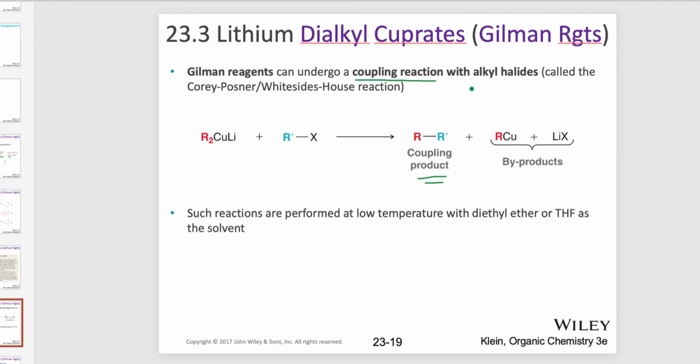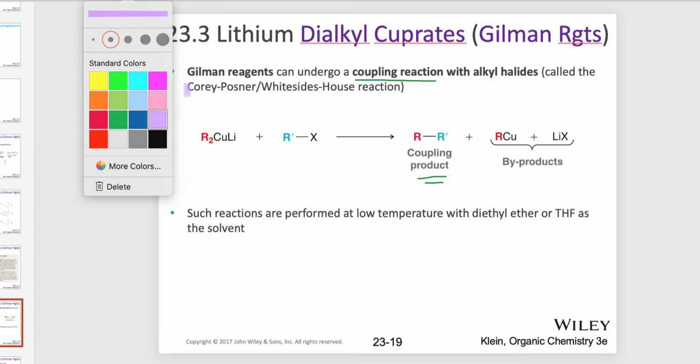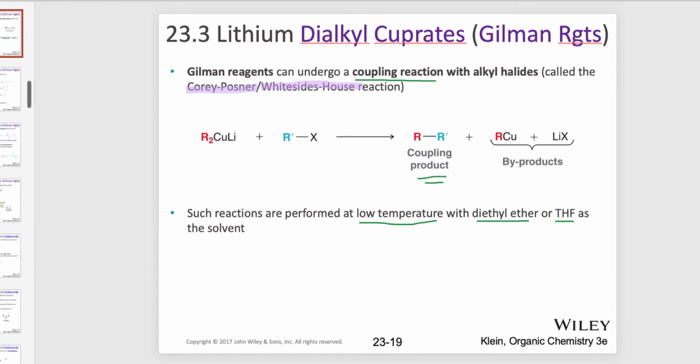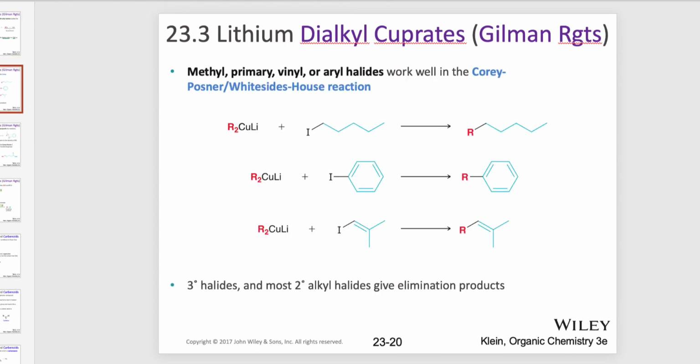Now, because we can do these coupling reactions, there's a named reaction. This is referred to as the Corey-Posner-Whitesides-House reaction. And we also should make a note of the fact that when we are trying to do these coupling reactions, we typically have low temperature because these components are quite reactive, and we need to use an ether, such as diethyl ether or THF, so a non-protic solvent, in order to have good selectivity in these transformations.